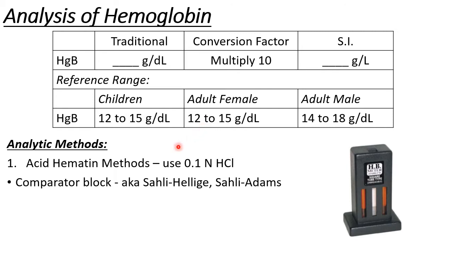Number 1, the oldest type is your acid hematin method, which ang most common reagent is your hydrochloric acid. And, gagamit ka ng comparator block, maybe either Sahli-Hellige comparator block or Sahli-Adams comparator block. No? Ang principle nito is that yung acid will burst the RBC, releasing all the hemoglobin content. The darker the color, mas maraming content ng hemoglobin. So, i-compare mo yung value dun sa comparator block.